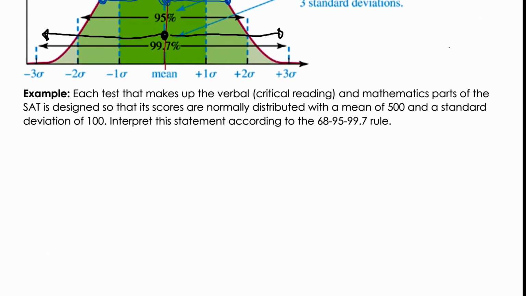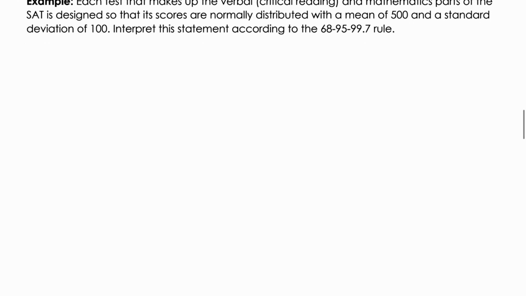So let's jump into our first example. Each test that makes up the verbal or the critical reading and mathematics parts of the SAT is designed so that its scores are normally distributed. So here's the key word. As soon as I see normally distributed, I know our data is going to have a bell-shaped curve. The mean is 500 and it has a standard deviation of 100. Interpret this statement according to the 68, 95, 99.7 rule.